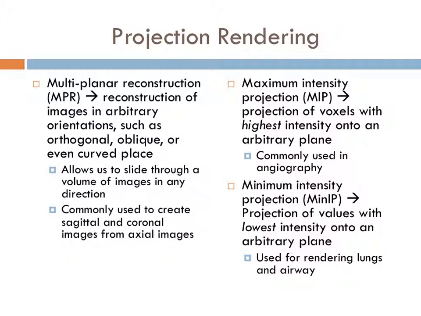Minimum intensity projections, or MINIPs, is when the voxels with the lowest intensity are projected onto an arbitrary plane. So here, the lowest data value encountered is recorded at each voxel. It allows for detection of low-density structures in a volume, so it is commonly used for rendering lungs and airway.